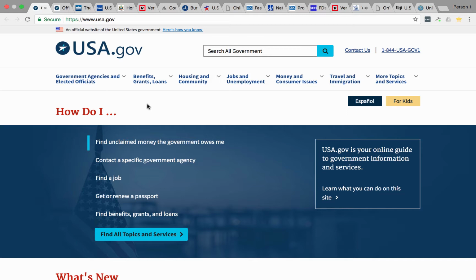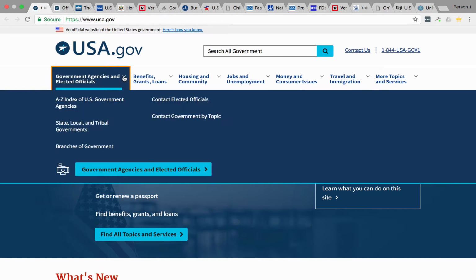It's www.usa.gov, and you can do a whole variety of easy searches here so that it will give you an A to Z index of U.S. government agencies. It also will give you information and links to state, local, and also tribal government.